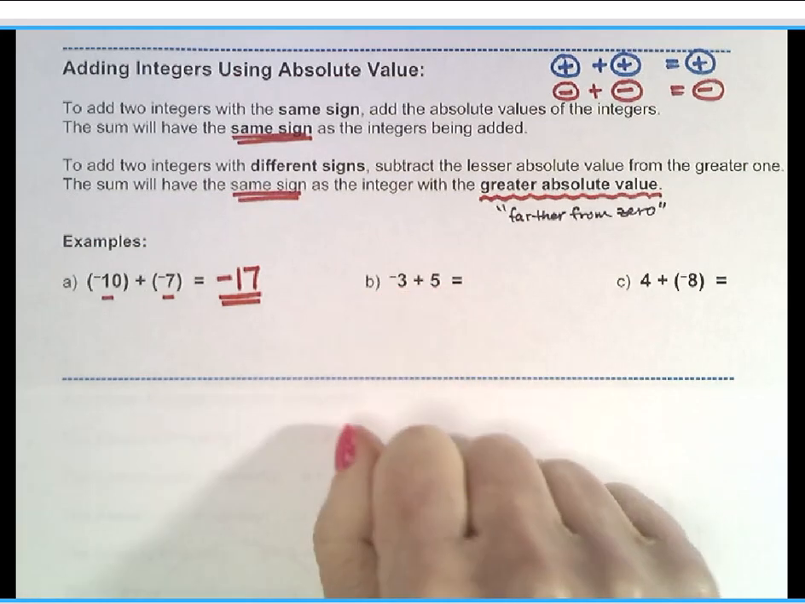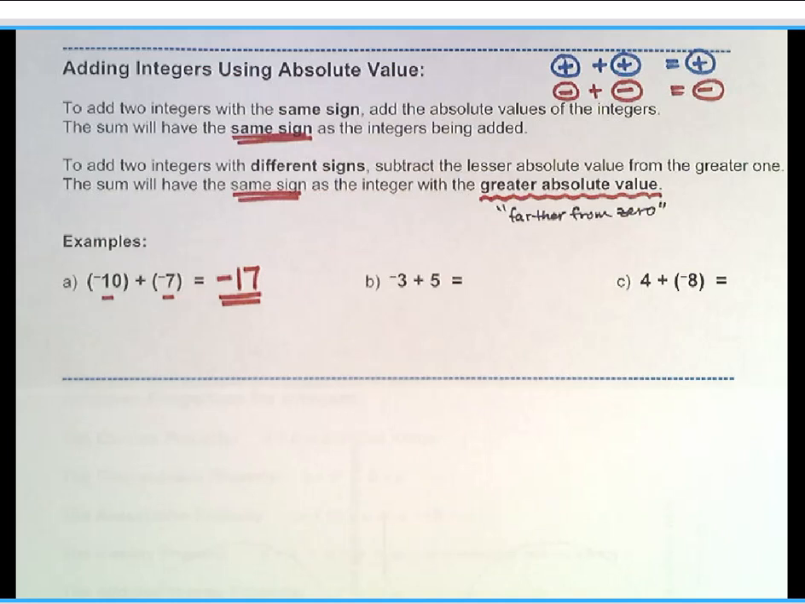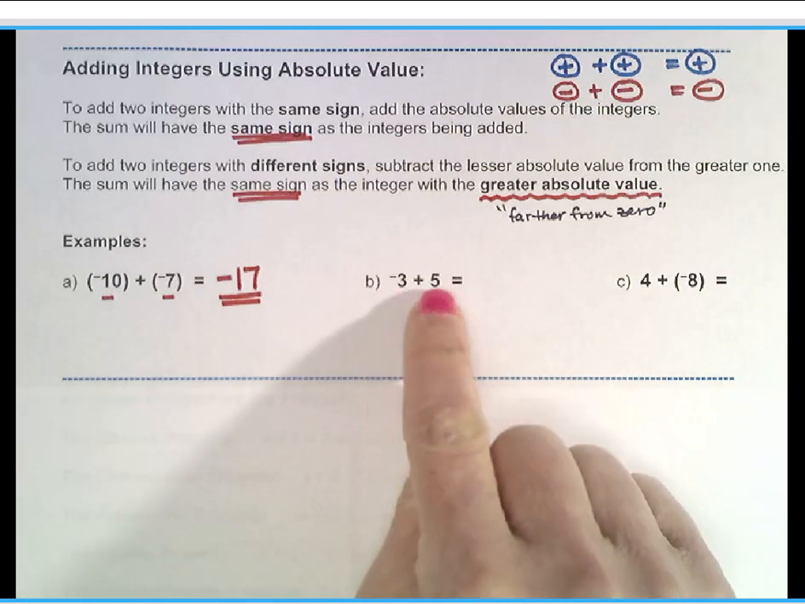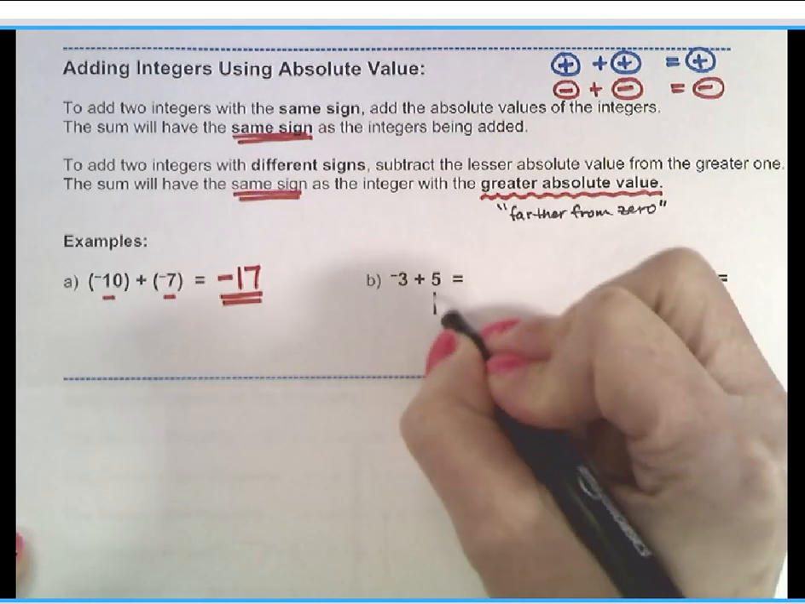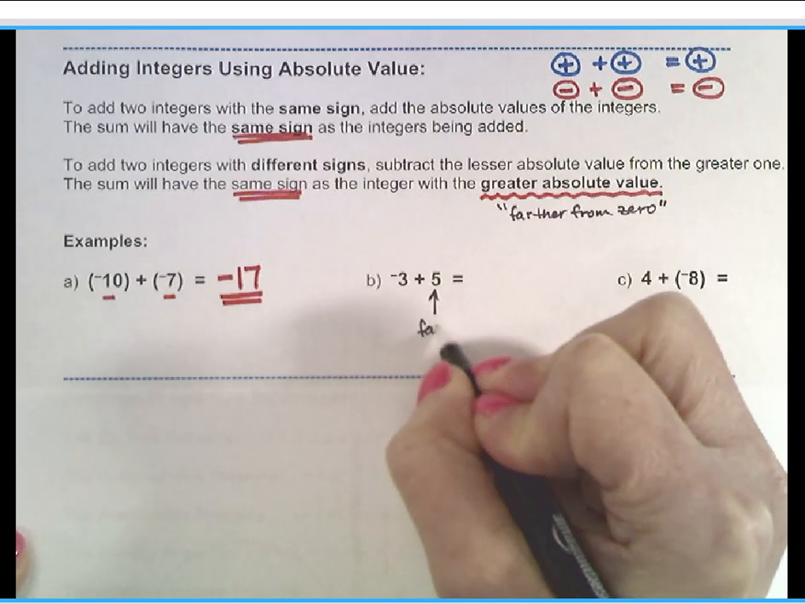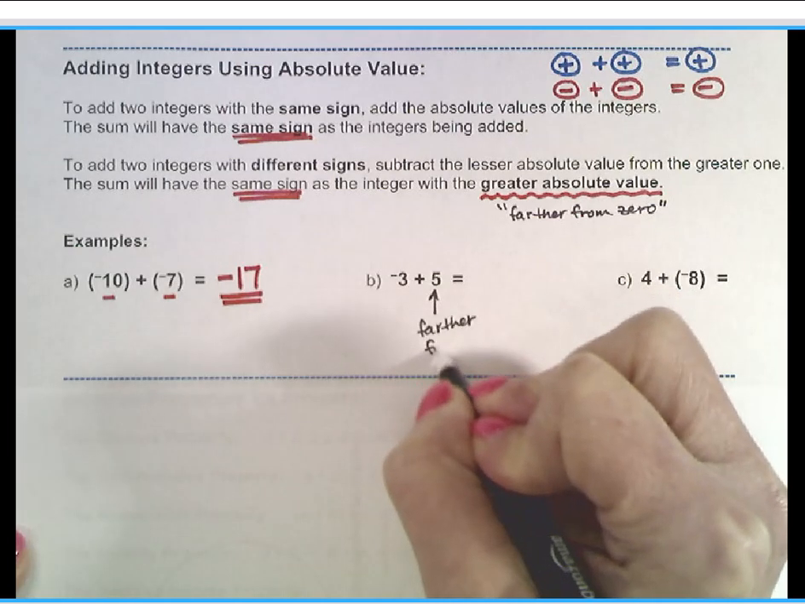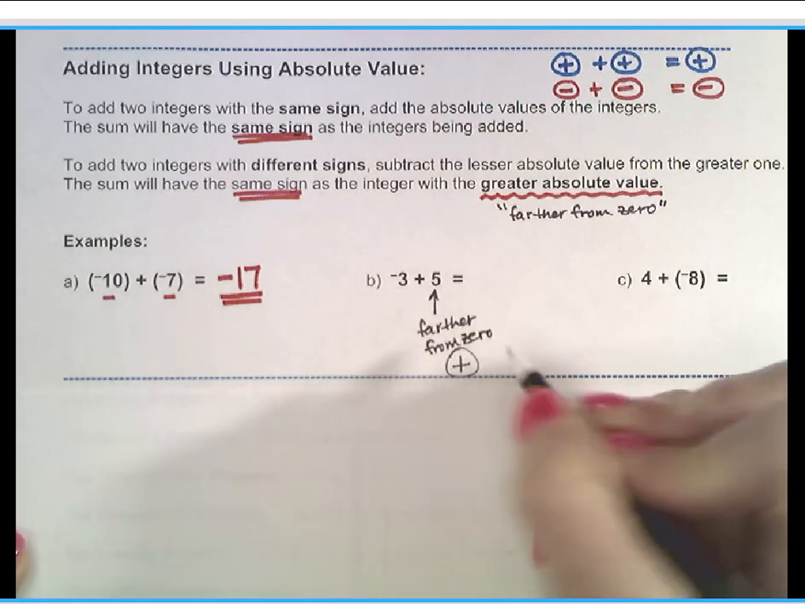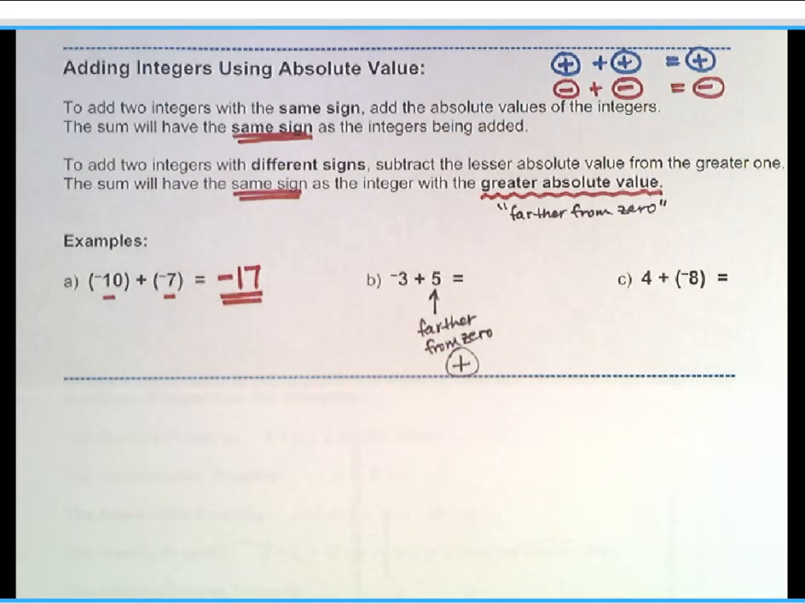So the first thing we want to do is figure out which one is farther from 0. Which one has the larger absolute value, -3 or 5? Well, the absolute value of -3 is 3. The absolute value of 5 is 5. So 5 is the winner. This guy is farther from 0. And you notice he's positive, so that tells me my answer is going to be positive. So I already know my answer is going to be positive.